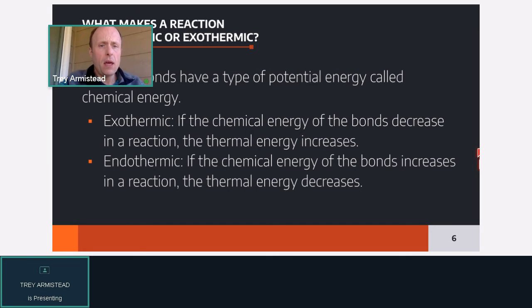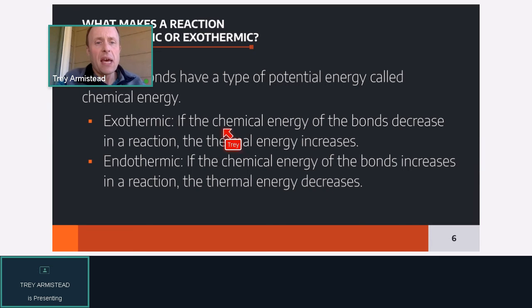Now, to understand why these happen the way they do, we're going to look at what types of energy are in the chemical bonds, the intramolecular forces of the substance. Chemical bonds have a type of potential energy called chemical energy, or we could rephrase that by saying that chemical energy is the type of potential energy that's stored in chemical bonds. Now, if we have an exothermic reaction, a reaction where the thermal energy goes up, that means the chemical energy must be going down.